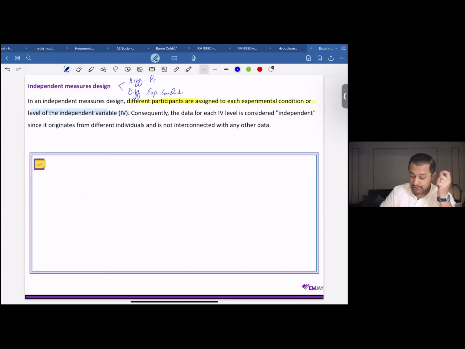Now, again, the relationship between the amount of light in a classroom and the concentration level of students. But now let's just say we have 30 students. I'm giving this example to help you understand what an independent measures design is. So let's put these 30 students into three different groups of 10 students each. Let's name the first group as group A, the second one as group B, and the third one as group C.